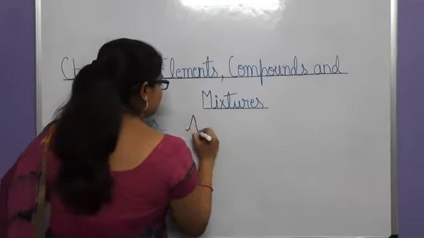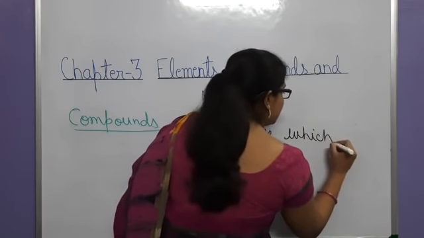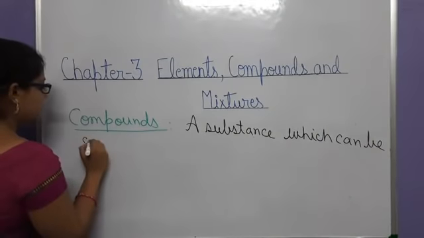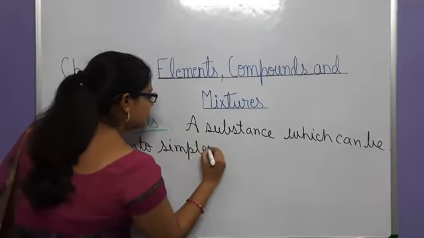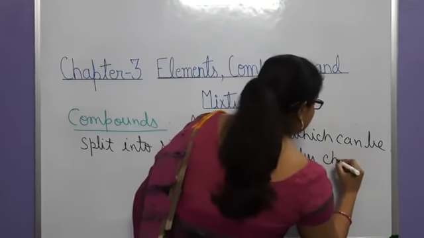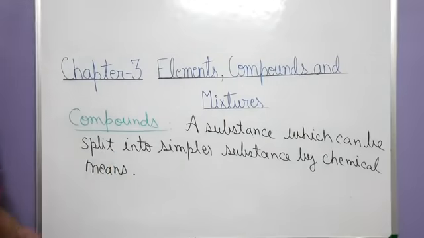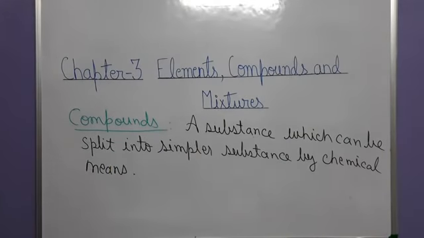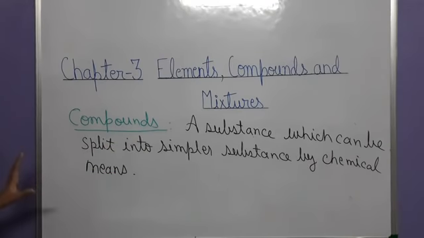Compounds are substances which can be split into simpler substances by chemical means. Okay, so these are the substances which can be split into simpler substances by chemical means. So not by physical means, but by chemical means. What we have studied about elements? Elements are those substances which cannot be split into simpler substances by chemical means. But compounds are those substances which can be split into simpler substances by chemical means.